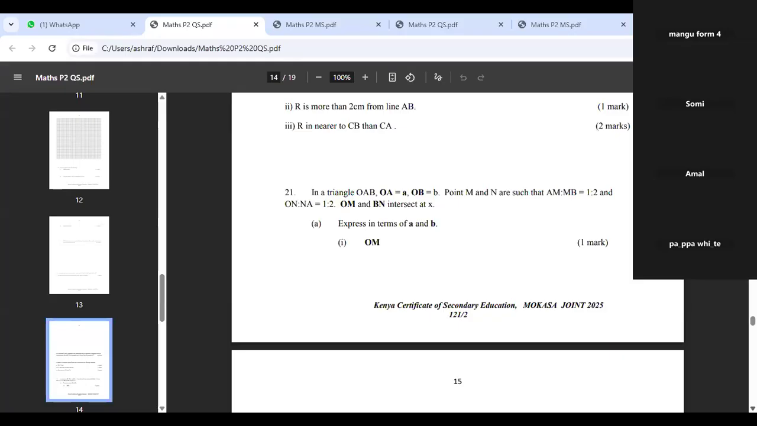Express in terms of A and B, vector OM. You can draw that triangle, put the vectors, and then find vector OM. Once you have vector OM, you can share your value with us.